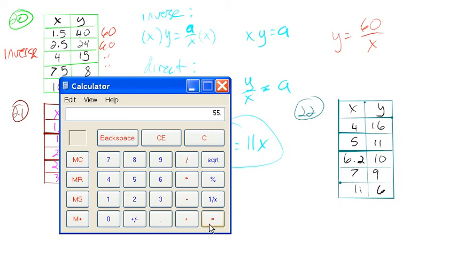But maybe it's direct. Maybe we could take y divided by x and get the same thing every time. So we'll take 16 divided by 4. That's 4. How about 11 divided by 5? That's not 4. So it's not either. It's neither.